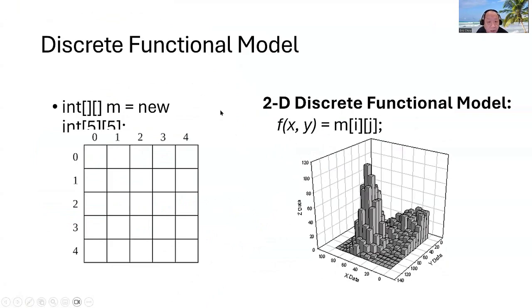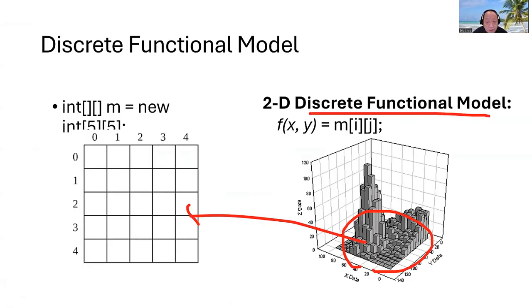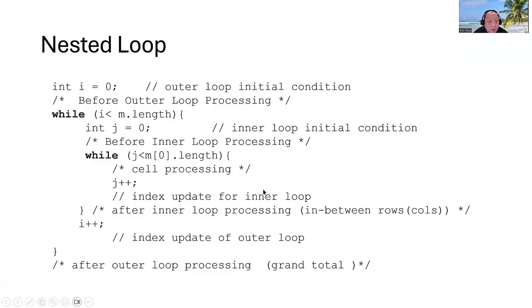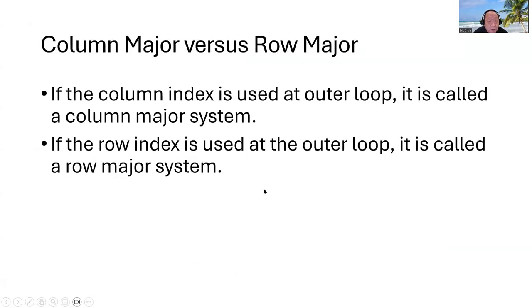Basically, if you have a discrete function that has x and y and a value, you can put that into a table as well. You can put that into a matrix as well. This is a two-dimensional discrete functional model. So sometimes a function and an array can be represented in different ways. The nested loop and for loop we don't go over.